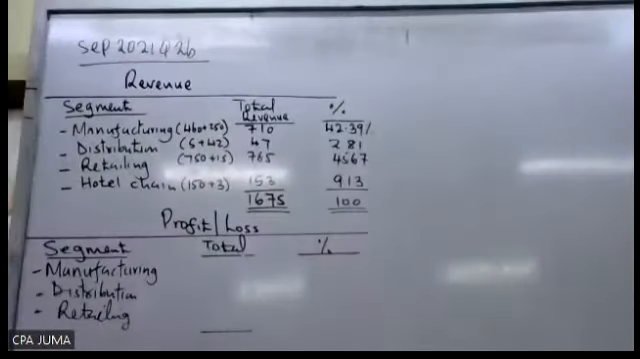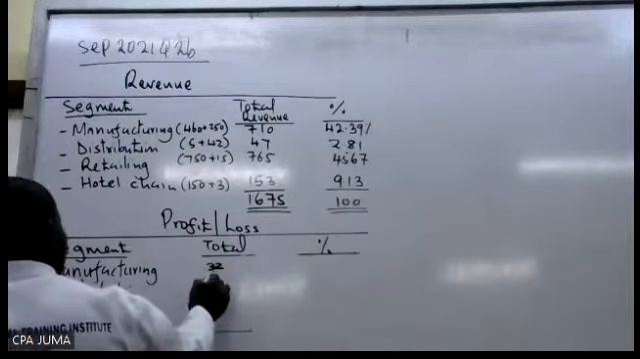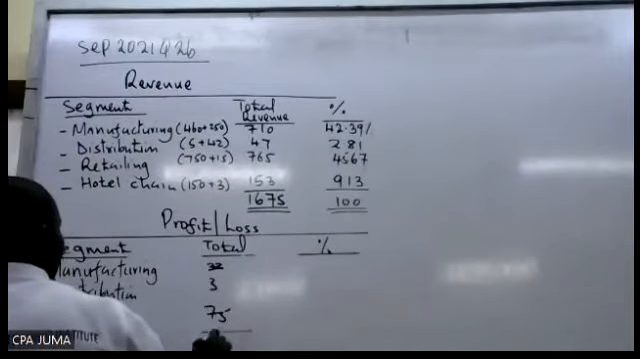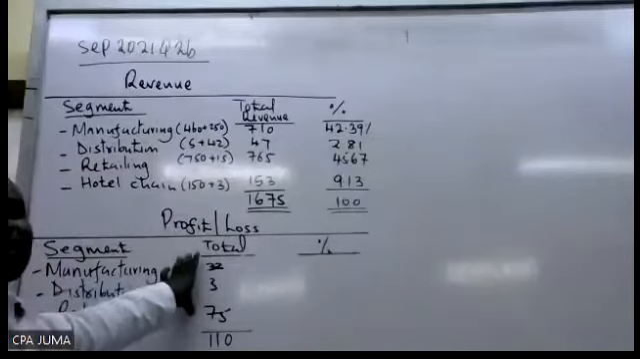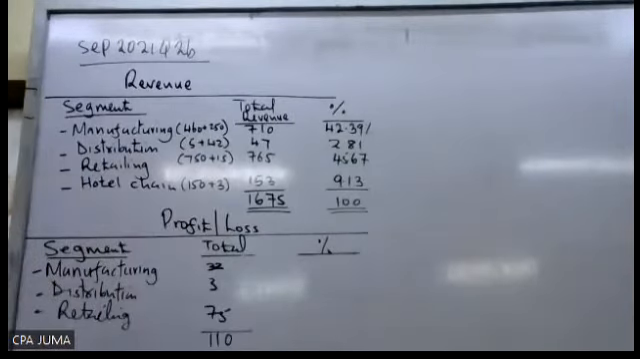You have captured two, three, and 25. Give me your total of 110. Then the profits, you calculate the percentage separately. So can you give me the percentage of this one here? Then the loss, the one which reported the loss, you also break it separately.